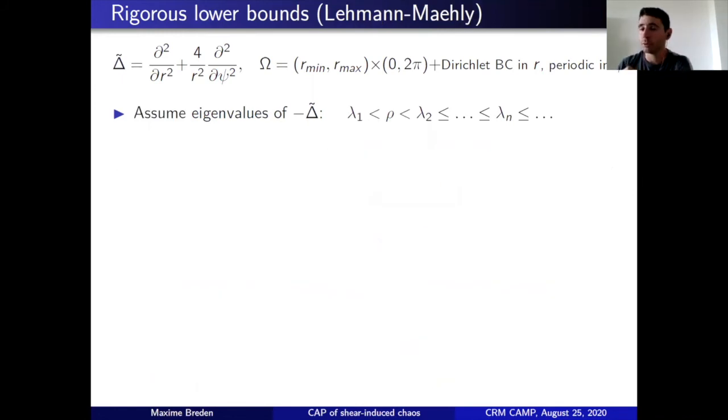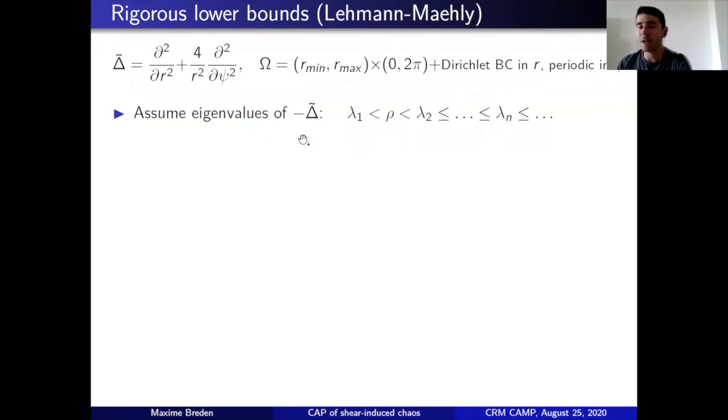Okay, so now we turn our attention to the lower bounds. First I'm going to make an assumption, and then we will see in practice how to verify this assumption. I'm going to assume that the first and the second eigenvalue are well separated, and that I know an explicit number rho between the two.